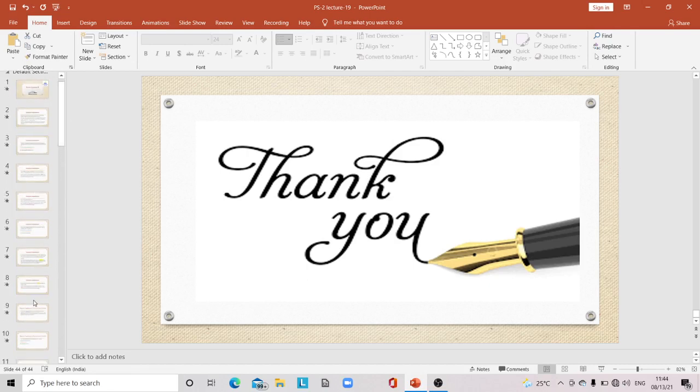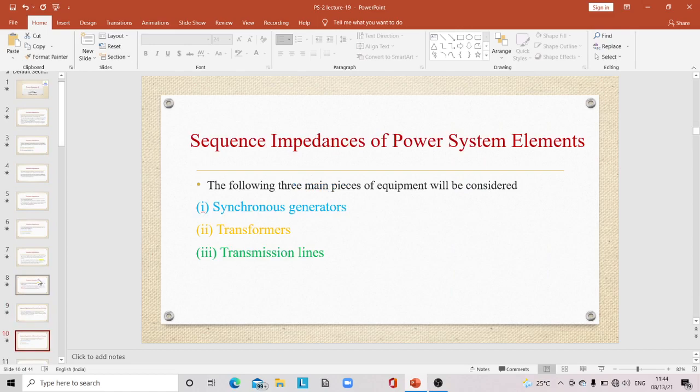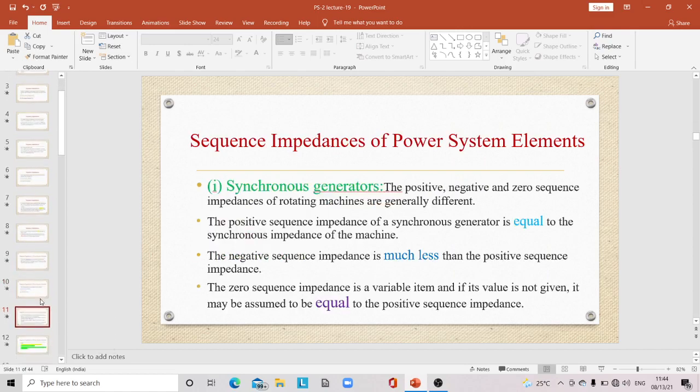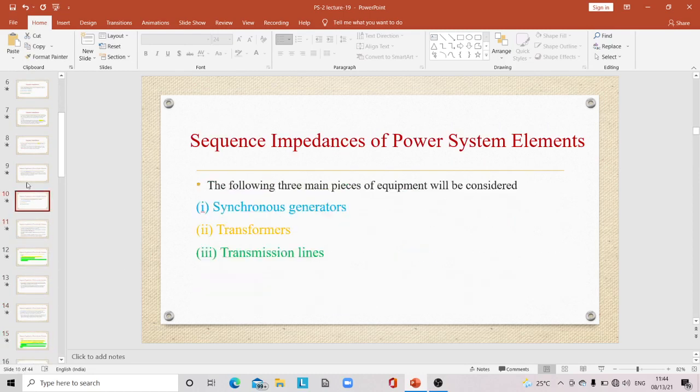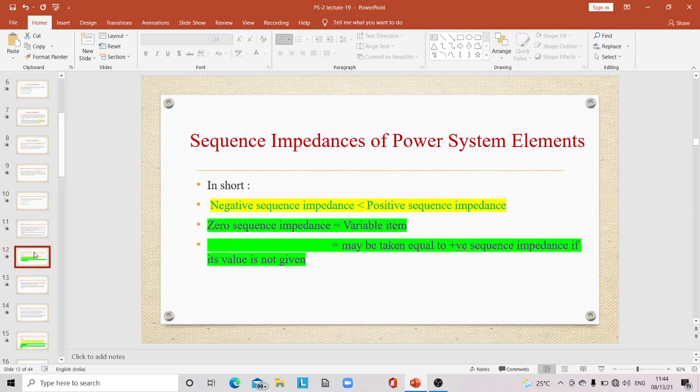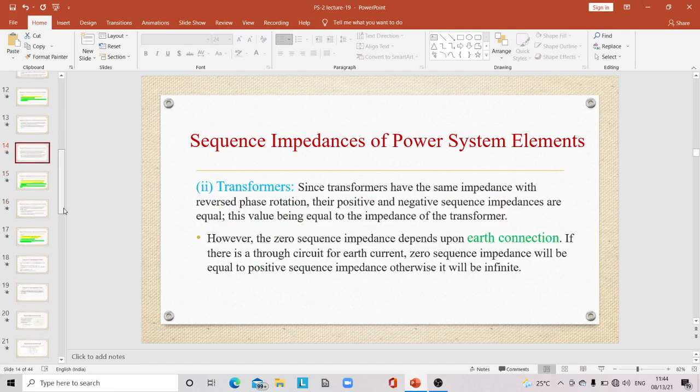So we have started with the sequence impedance of power system elements. We have seen for all these three important equipments, we are finding out the sequence impedance, that is for synchronous generators, transformers and transmission lines, and we are writing the equations for positive, negative and zero sequence impedances, how they are related to each other.